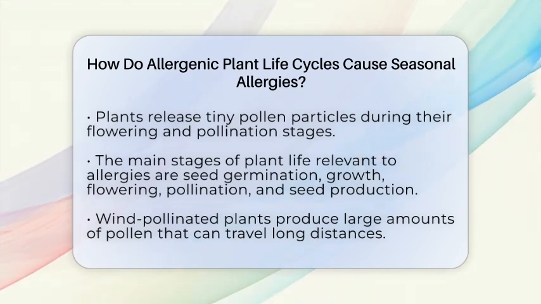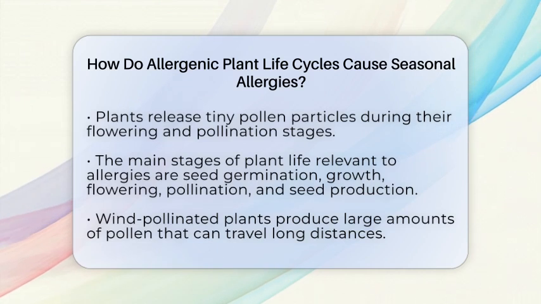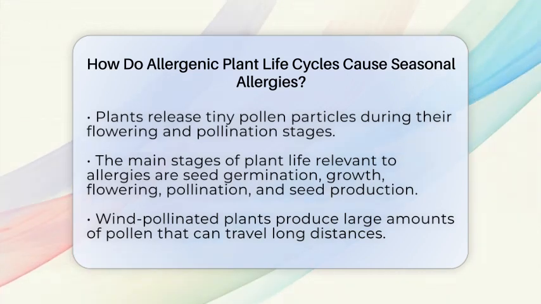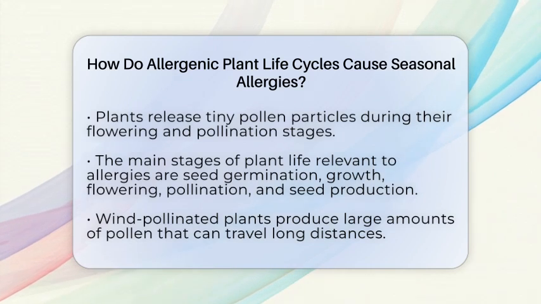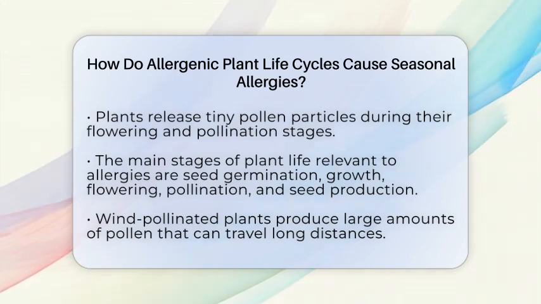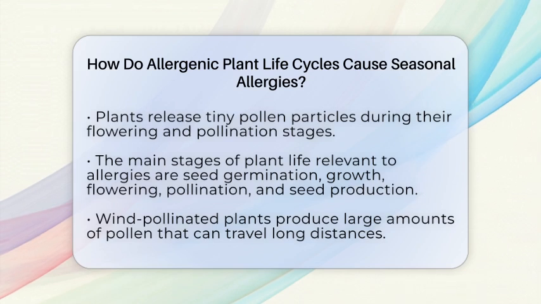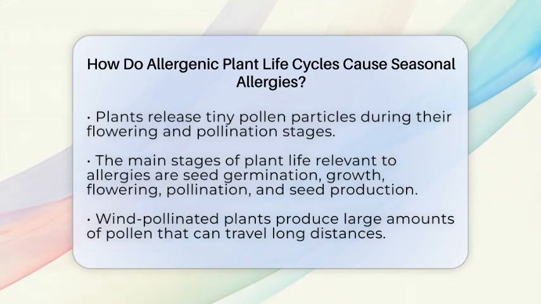When plants go through their different stages of life, they produce and spread pollen at specific times. The key stages are seed germination, growth, flowering, pollination, and seed production. The most important for allergies is the flowering and pollination phase.